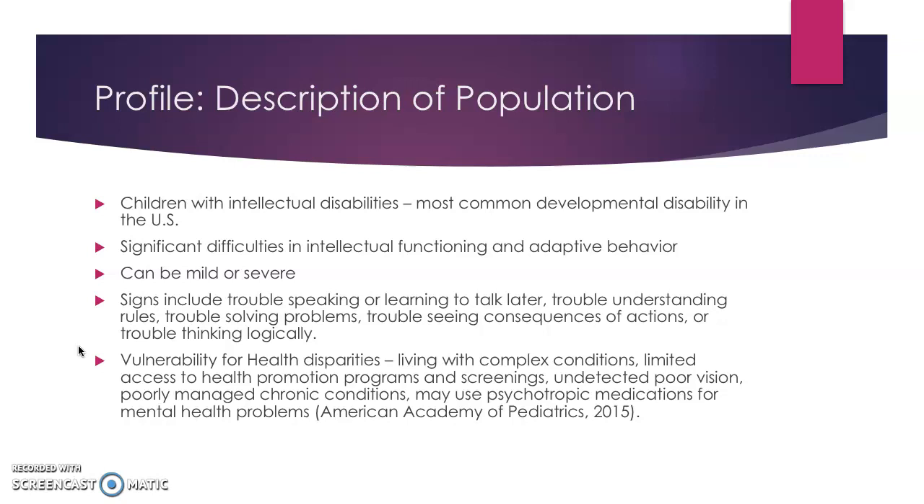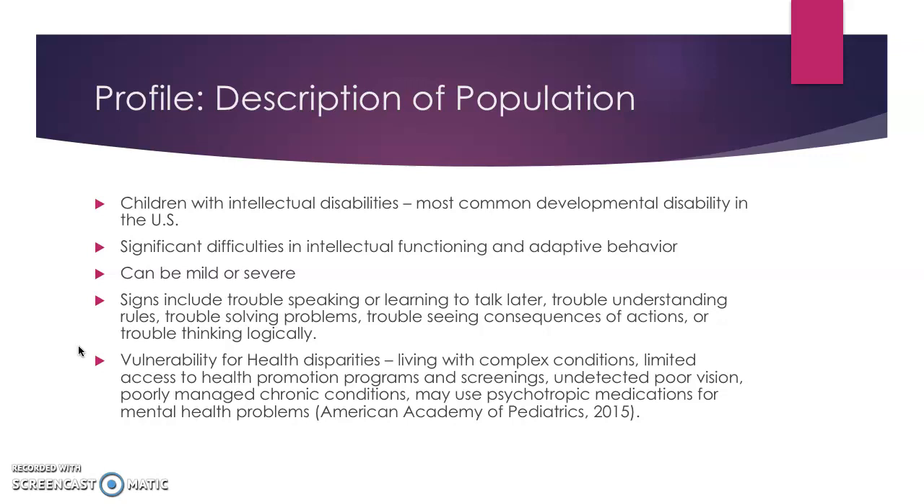The vulnerability for these health disparities includes this population potentially living with complex health conditions. They may have limited access to health promotion programs and screenings. Their poor vision may go undetected if they have that. Any additional chronic conditions can be poorly managed. And then especially as they are older, for mental health problems, psychotropic medications can be used, and that can also add another level of the health disparities.